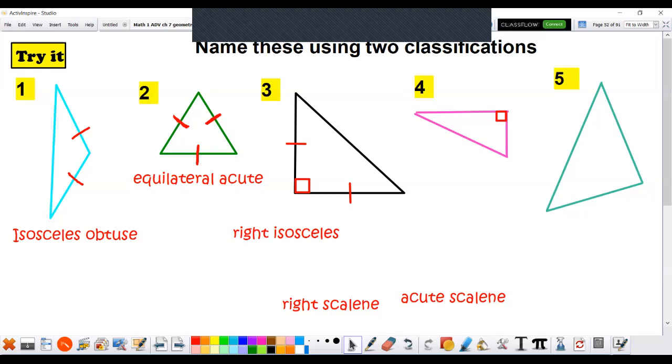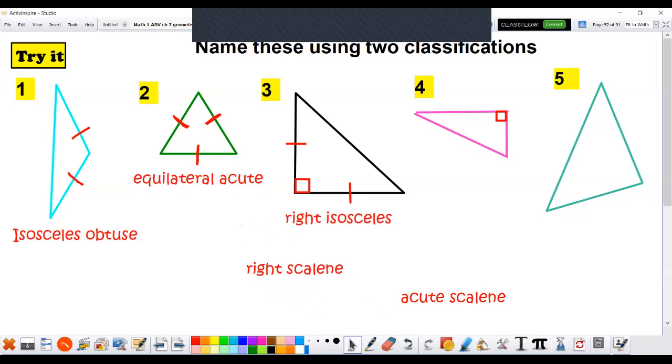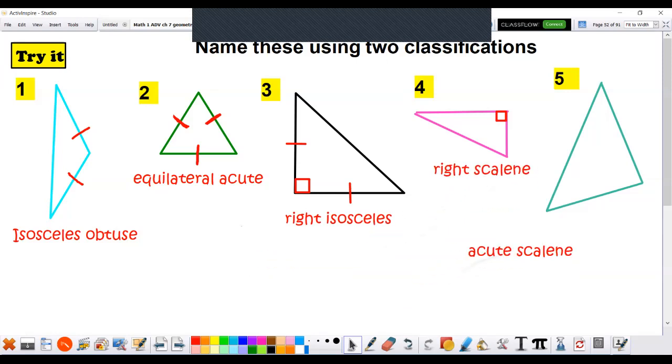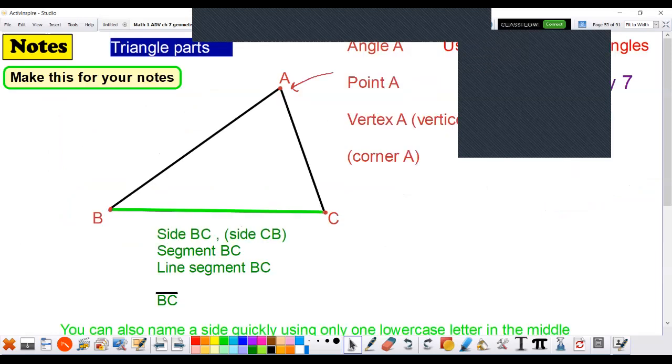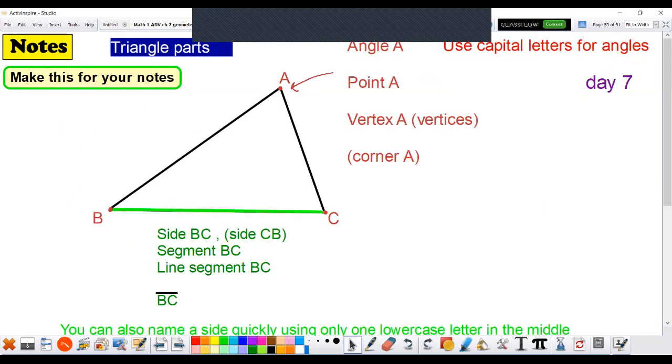This one's a right angle. Which one is it? It's right isosceles because it has 2 the same. This one's right scalene because all the sides are different. And this one's acute scalene. All the angles are acute and all the sides are different. Okay, next one. We're going to name the parts of the triangle.